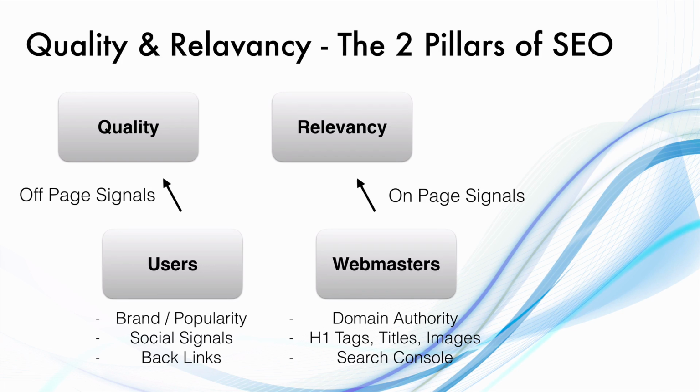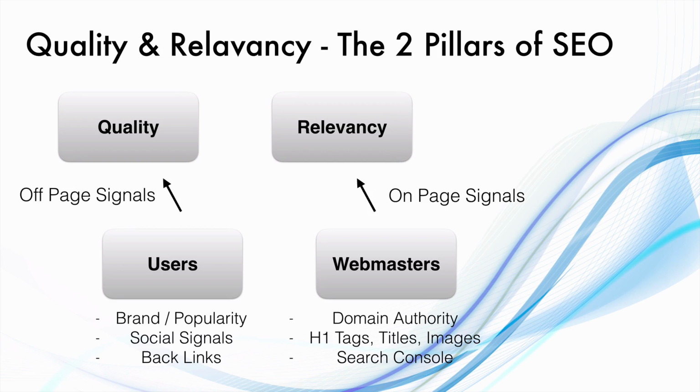So when you look at this particular flowchart, you can see that we have quality and relevancy and we have users and webmasters. Users are going to communicate the quality signals, which are off-page signals, back to the search engines, and webmasters are going to communicate on-page signals to show the search engines how relevant their web pages are. To give you a few points, you can look at brand and popularity, social signals and backlinks as off-page signals, and these are signals sent by the users to the search engines. And when you look at domain authority, H1 tags, titles, images, search console, these are the things which come under on-page signals. This is something that the webmaster communicates to the search engines, and these are relevancy signals.